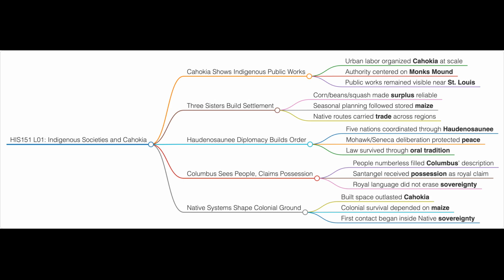Native contributions also survived inside colonial dependence. Colonists adopted corn. They relied on native route knowledge. They learned local seasons and survival techniques from people already living on the land. Even when colonists denied native sovereignty, they depended on native systems to stay alive. The contradiction would shape the rest of early American history.